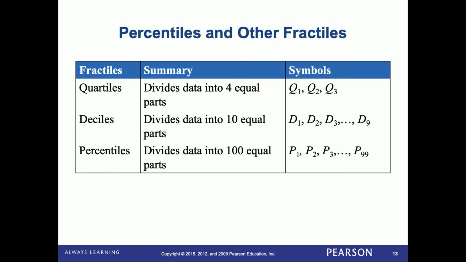There are other types of fractiles. Quartiles, like we just learned, Q1, Q2, Q3. Deciles, which are when you divide the data in 10 equal parts. Percentiles is when each data point is a percent of 100, so you divide the data into 100 equal parts, right?